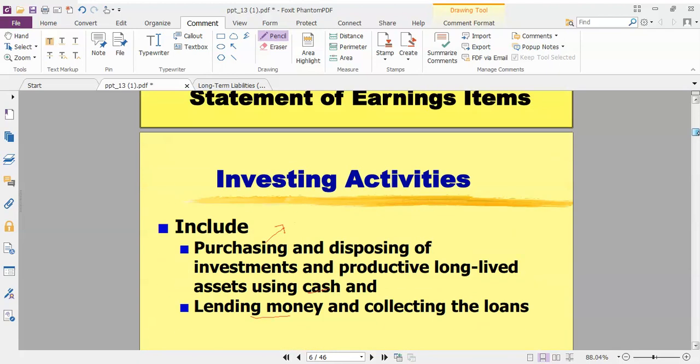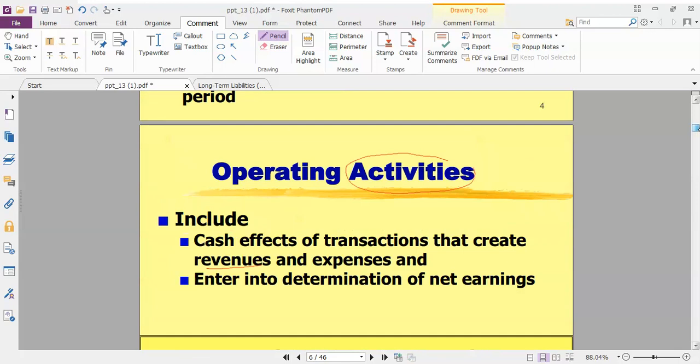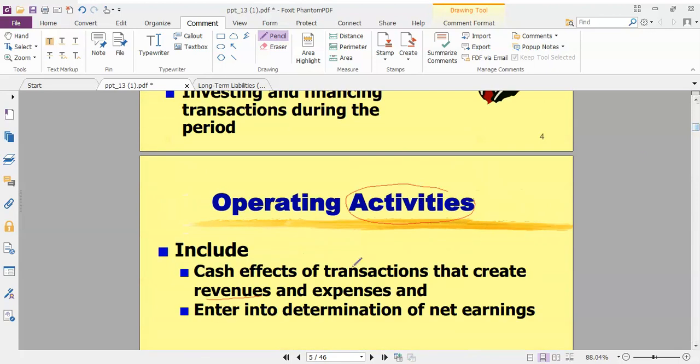Operating activities. What is the difference between operating activities and investing? Operating is regarding the revenues and expenses. Revenues, for example, if you have interest received and rent received, that is revenue. For expenses, for example, purchase of goods, utilities expenses, salaries, that is expenses.